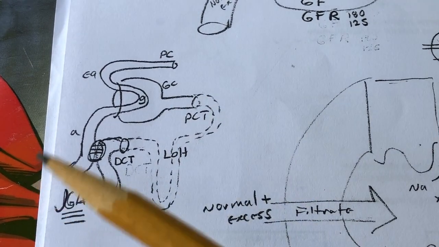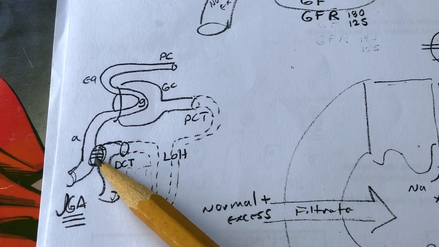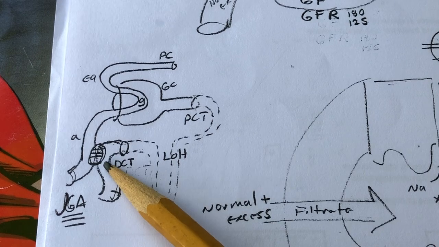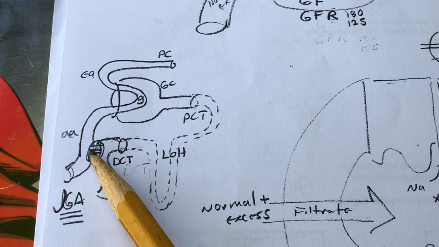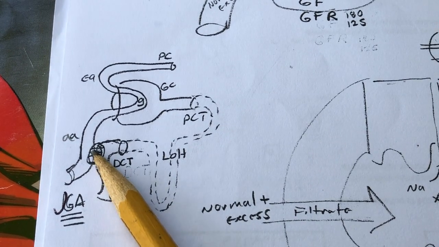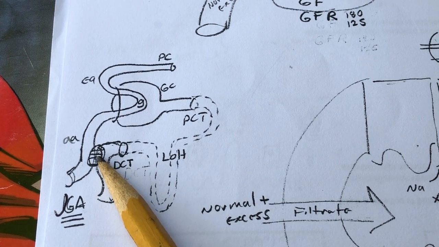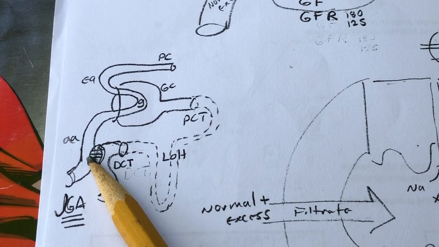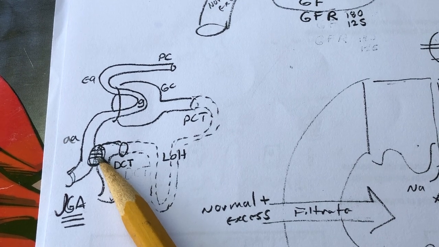All this set up just to show where the juxtaglomerular apparatus is located, right here, where the distal convoluted tubule and the afferent arteriole bump into each other. That's AA for afferent arteriole. Now, in this structure right here, the cells in the wall of the arteriole increase in size. The cells in the wall of the distal convoluted tubule increase in size. On the arterial side, they're called granular cells. On the distal convoluted tubule side, they're called macula densa.